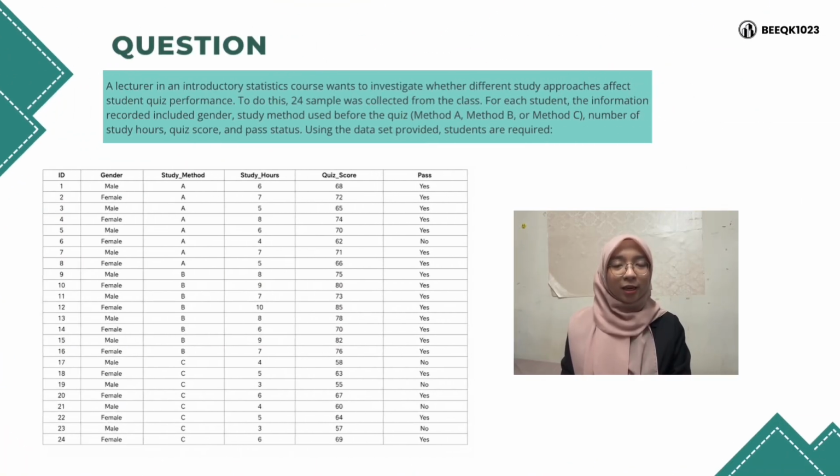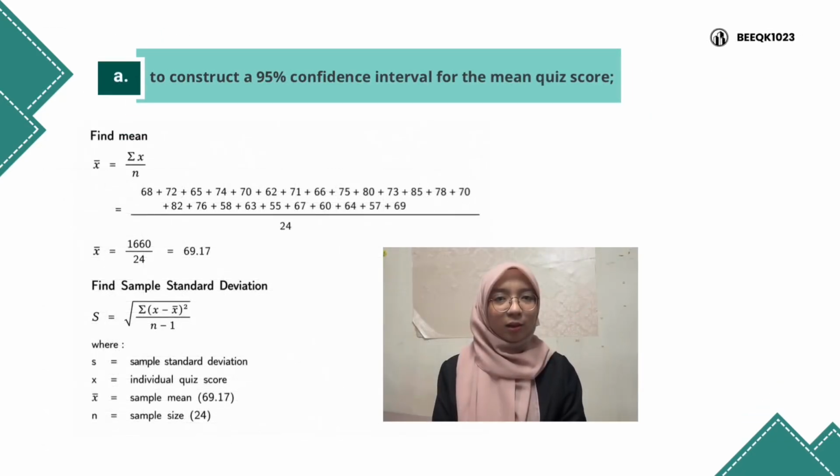For this project, we analyze whether different study methods affect students' quiz performance. The data consists of 24 students and the variables collected are gender, study method, study hours, quiz score, and pass status. Students are grouped into method A, method B, and method C. Using this data, we will apply statistical analysis to examine the relationship between study methods and quiz performance. Next, we will construct a 95% confidence interval for the mean quiz score.